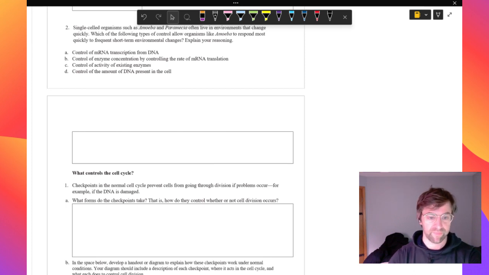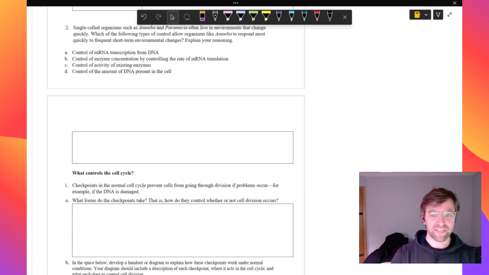Single-celled organisms, such as amoeba and paramecia, often live in environments that change quickly. Which of the following types of control allow organisms like amoeba to respond most quickly to frequent short-term environmental changes? And explain your reasoning. I guess we're meant to select some here. So would control of mRNA transcription from DNA work? Maybe. B, control of enzyme concentration by controlling the rate of mRNA translation.